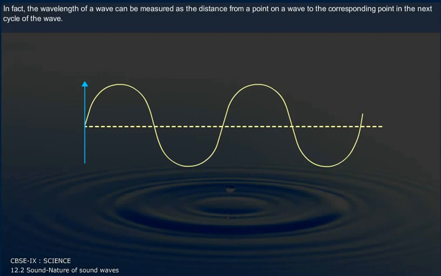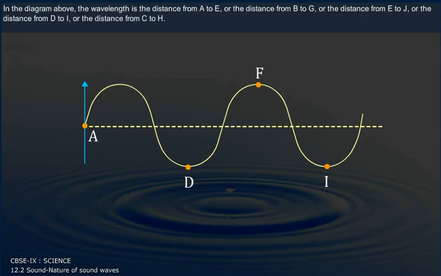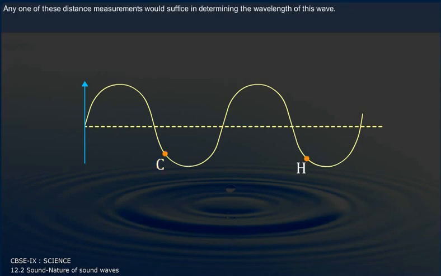In fact, the wavelength of a wave can be measured as the distance from a point on a wave to the corresponding point on the next cycle of the wave. In the diagram above, the wavelength is the distance from A to E, or the distance from B to G, or the distance from E to J, or the distance from D to I, or the distance from C to H. Any one of these distance measurements would suffice in determining the wavelength of this wave.